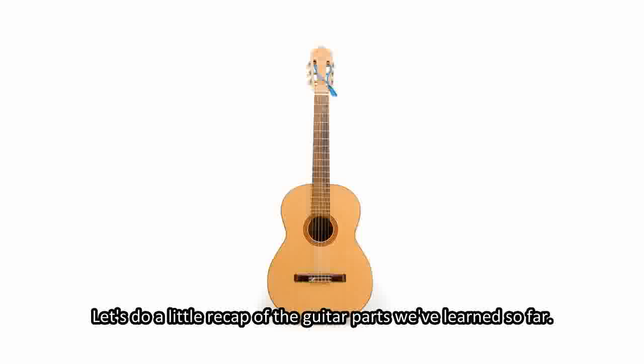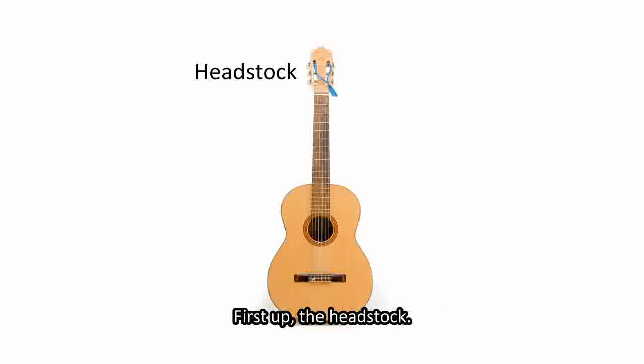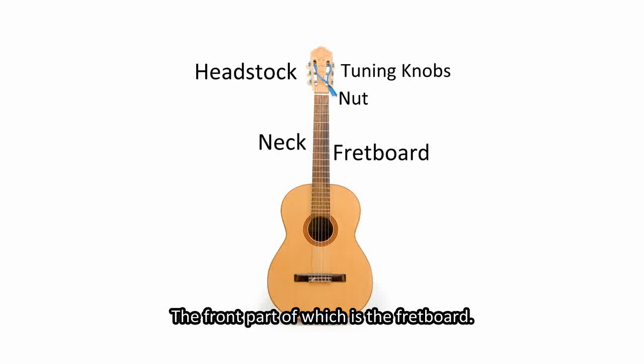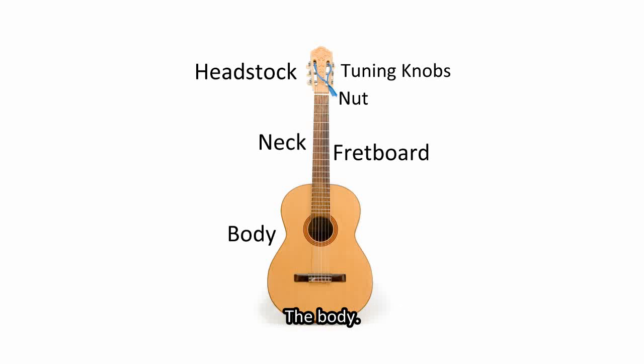Let's do a little recap of the guitar parts we have learned so far. First up, the headstock, on it the tuning knobs. Just below is the nut, then the neck, the front part of which is the fretboard, the body, and finally the bridge.